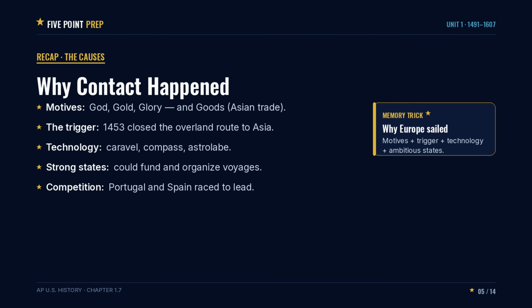Let's recap the causes. The left side of that diagram. Europeans sailed because of powerful motives: God, gold, glory and goods. That hunger for Asian trade. The immediate trigger was 1453, when the Ottomans closed the overland route to Asia. They could actually do it because of new technology: the caravel, the compass, the astrolabe, and because strong new nation-states could fund and organise the voyages. And fierce competition, especially between Portugal and Spain, drove the race forward. Motives plus a trigger plus technology plus ambitious states. That's why contact happened.